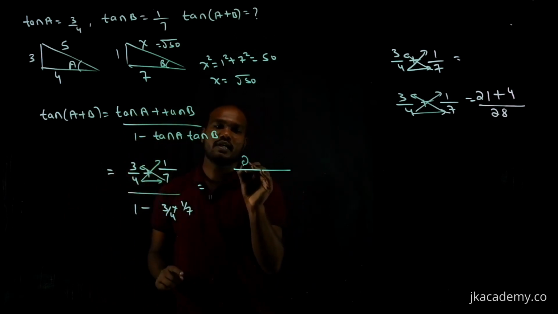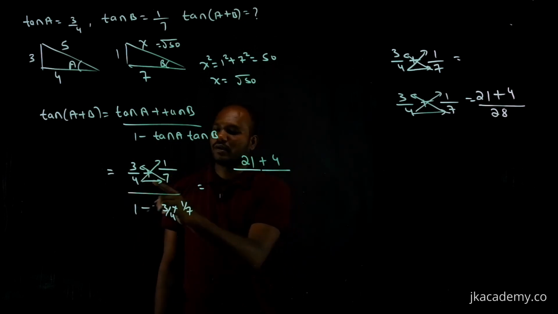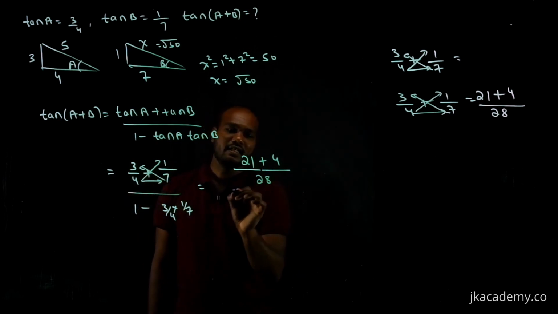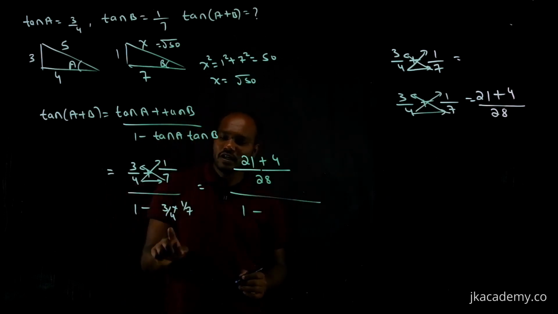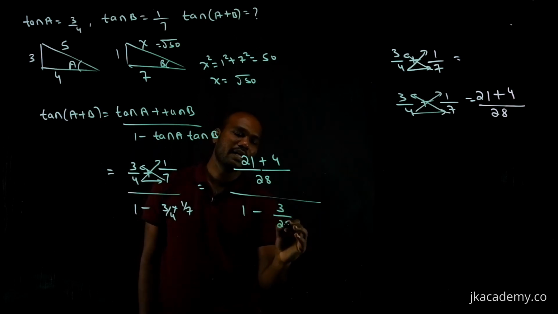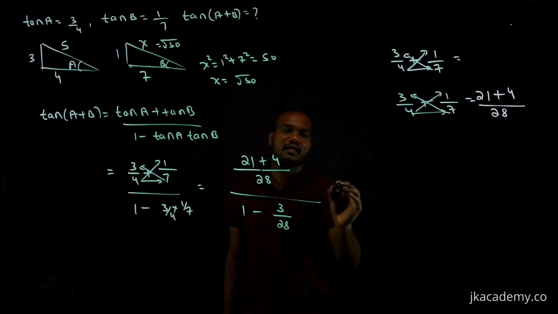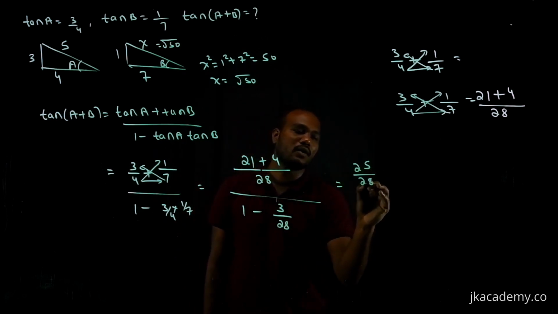So let's apply here. 7 into 3, 21, and there's a plus here, let's take plus, 4 into 1, 4, divided by 7 into 4, 28. Now, the multiplication means numerator into numerator, denominator into denominator. 3 into 1, 3, 7 into 4, 28. Again, if I solve this, 21 plus 4, that is 25 upon 28.